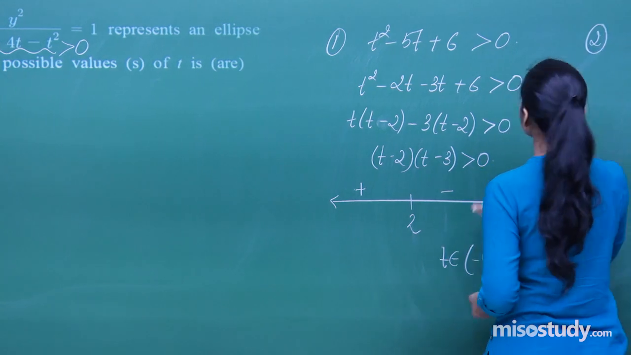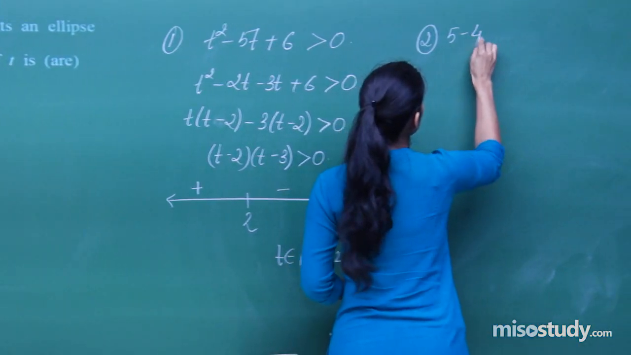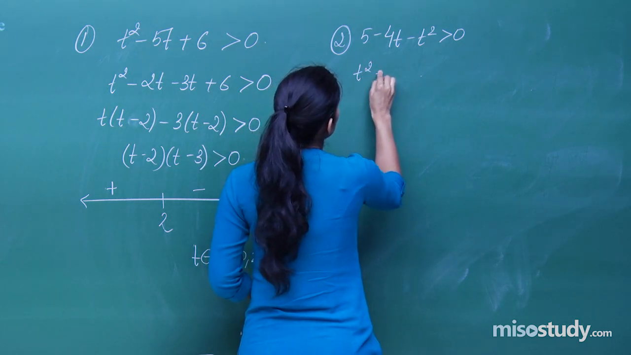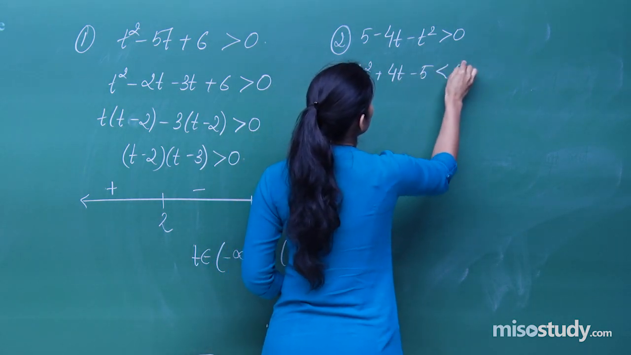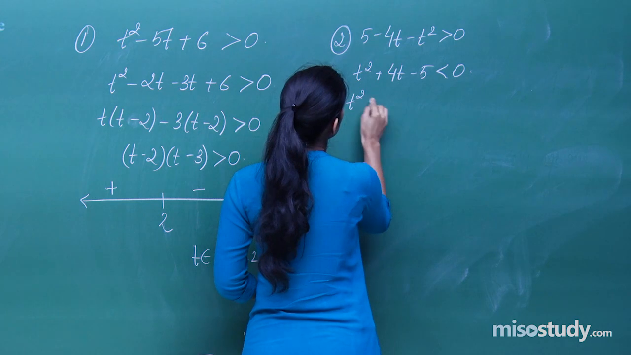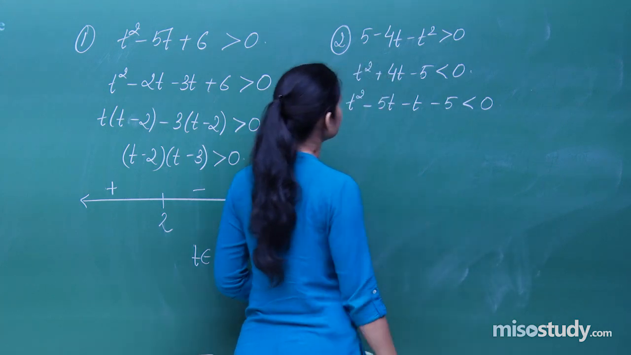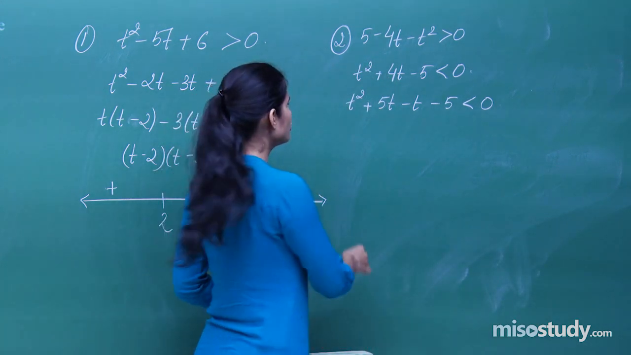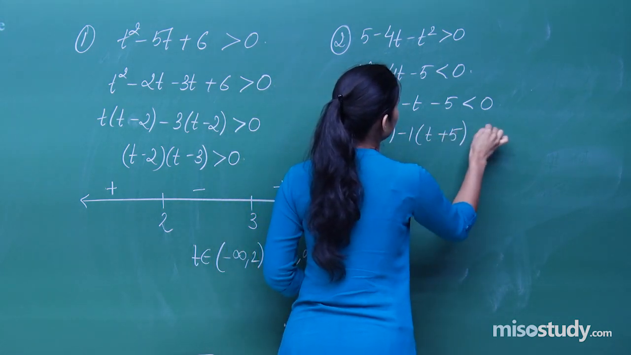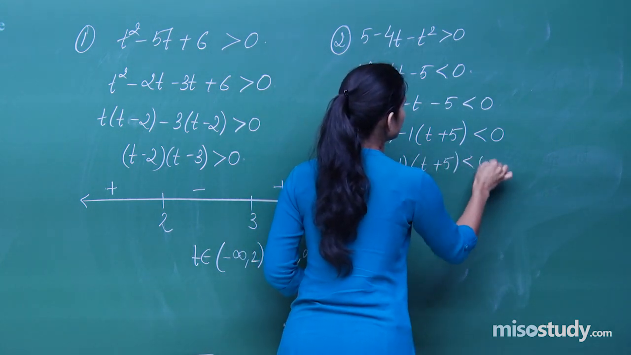Second condition is that the next denominator should be positive. 5 minus 4t minus t square should be positive, or if you take out minus sign common, t square plus 4t minus 5 should be negative. Right? This happens to give you t square minus 5t minus t minus 5 is less than 0, like this. So this becomes t plus 5 minus 1, t plus 5 is less than 0, so this is t minus 1, t plus 5 is less than 0.